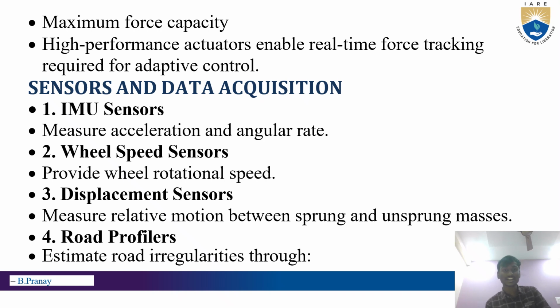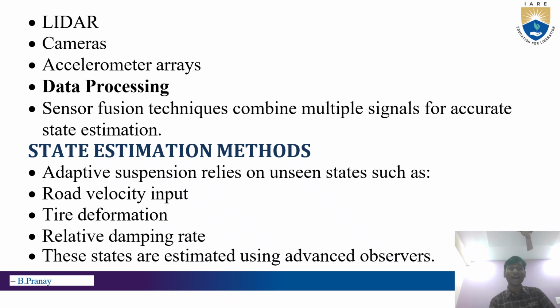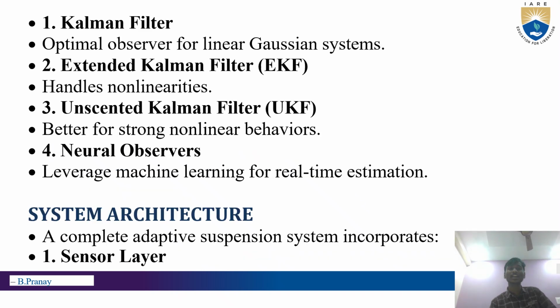Sensors and data acquisition: IMU sensors measure acceleration and angular rate, wheel speed sensors provide wheel rotation speed, displacement sensors measure relative motion between sprung and unsprung mass, and road profilers estimate road irregularities using LiDAR, cameras, and accelerometer arrays. For data processing, sensor fusion techniques combine multiple signals for accurate state estimation. Adaptive suspension relies on unmeasured states such as road velocity input, tire deformation, and relative damping rate. These are estimated using advanced observers: Kalman filter, extended Kalman filter, unscented Kalman filter, and neural observers.